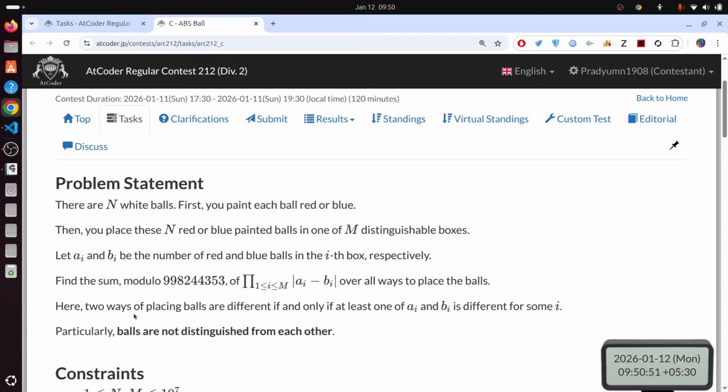Here two ways of placing the balls are different if and only if at least one of ai and bi is different for some i. Particularly, balls are not different from each other.